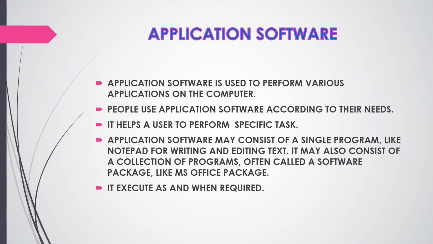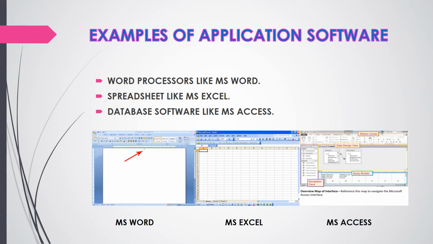Now, what is application software? The software that is designed to do a specific job and helps the user as a tool for easy operation is called application software. Some examples of application software are word processor like Microsoft Word, spreadsheet like Microsoft Excel, and database software like Microsoft Access. Word processing software helps us to write letters, notes, essays, etc. We can easily make changes while typing or after typing. Microsoft Word, Notepad, Writer are some examples of such software.